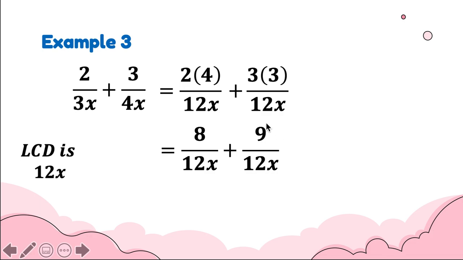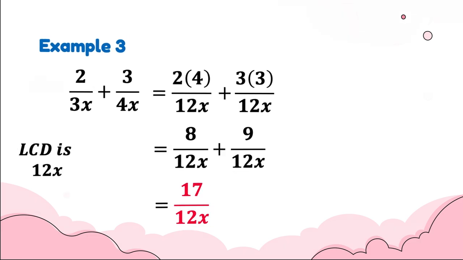As you can see here, we now have rational algebraic expressions with similar denominators. So what we are going to do is simply add the two numerators. That will be 8 plus 9, that will be 17. And then just copy the same denominator, which is 12x. And this will now be our final answer.